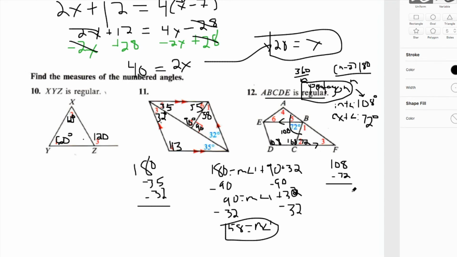So 108 minus 72, it's been a while since we've done subtraction like this. Oh geez, this is going to be 36. Forget how they really teach this to you guys here. So we got 36 for this angle. That means angle 3 is going to be 36. And angle 1 is going to be what's left over after we take 180, subtract 72 from it. That would be 108, and then subtract 36 from it. And that would also be 72. Okay, so this is 72 right here.